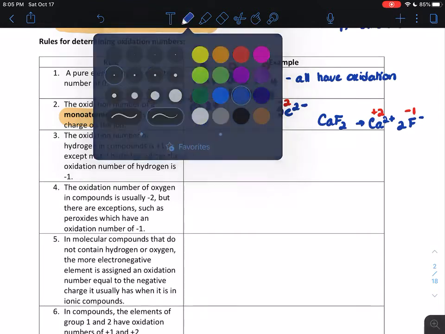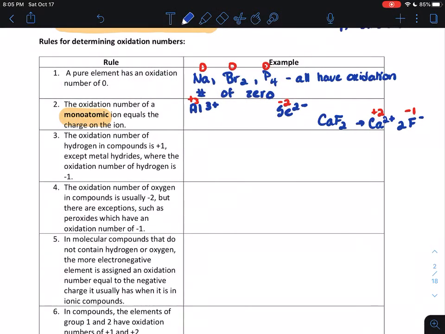Next one. The next one is hydrogen. The oxidation number for hydrogen in compounds is +1, except for metal hydrides. So 99% of the time, the oxidation number of hydrogen is going to be +1. But there are rare exceptions. So let's take a look at some examples and go from here.